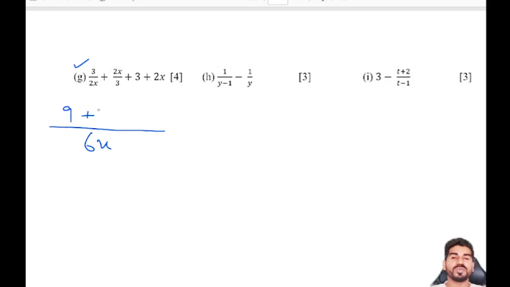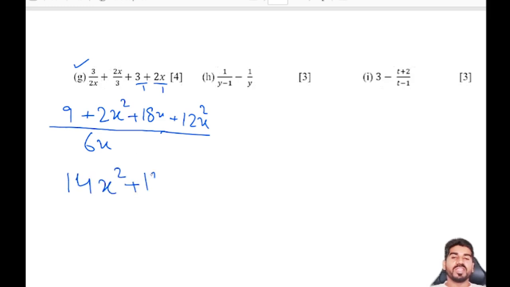So 2x times 3, it will be 6x. Now 3 times 6x, it will be 18x. Why? Because there is 1 here. So 1 divided by 6x, it will be 6x. So 6x times 3, it will be 18x. And then there is again 1 here. So 6x times 2, it will be 12x. Okay. So now you can see 2x plus 12x, it will be 14x here.